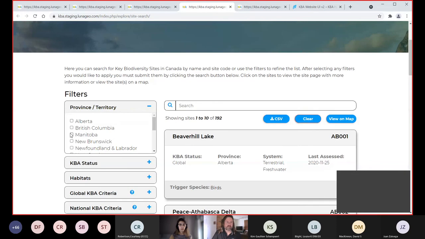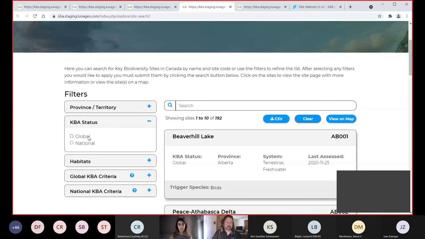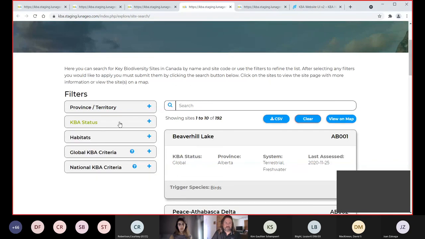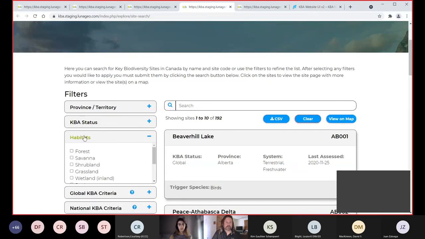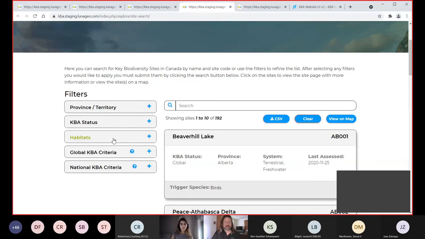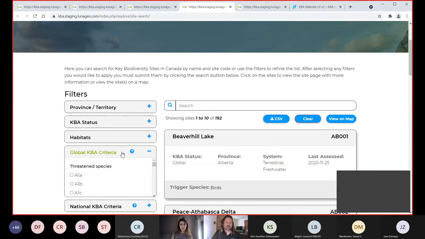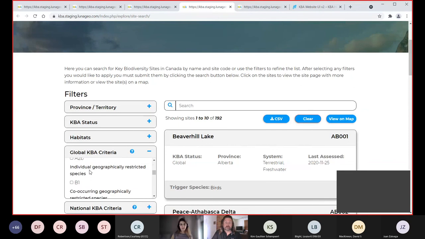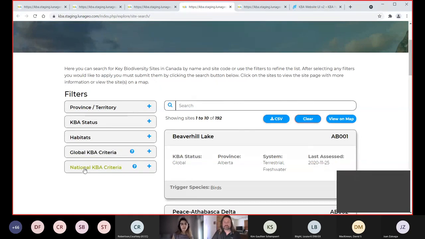But, you know, you could click off a particular province and it would show you all the sites in that province. KBA status, whether it's a global site or national. You could search by habitat, and you can combine all these things together as well, so that the list gets shorter and shorter depending on what you've asked for. And then if you're a real keener and you really understand the criteria, you can go through and select a particular criterion that you're interested in and only show those sites for that particular criterion, and the same for national.